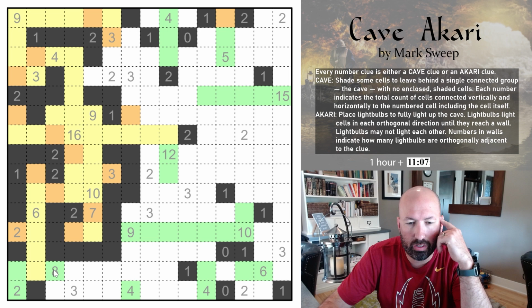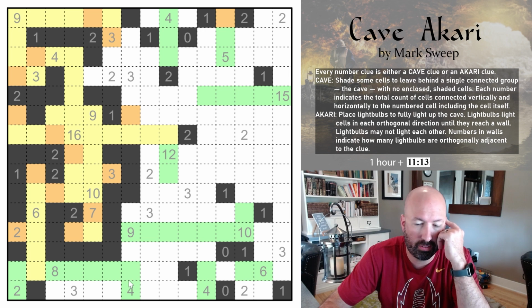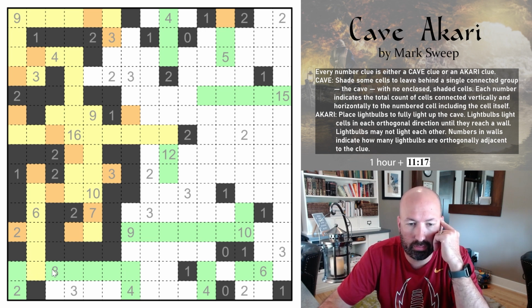What about the 8? Oh, we can do more with the 8 now. 1, 2, 3, 4 potentially. 5, 6, 7, 8. So this does get 1 vertically. 6, 7. So the 8 has 7. It needs to get either 1 to the right or 1 to the bottom.